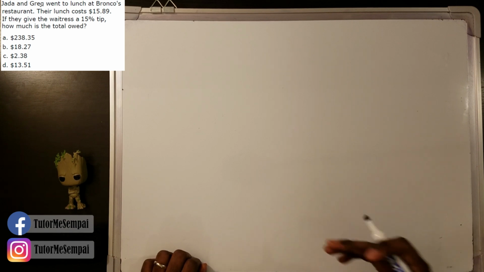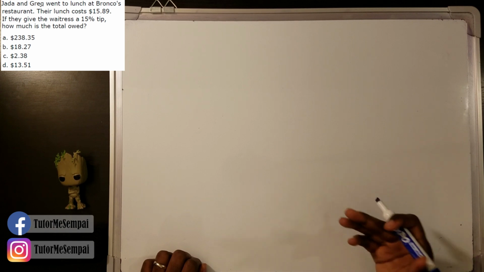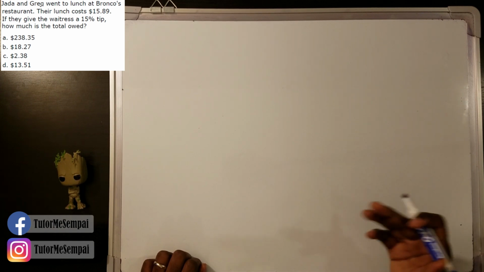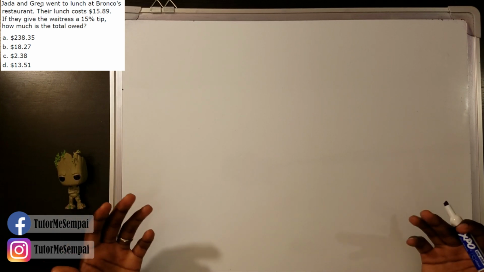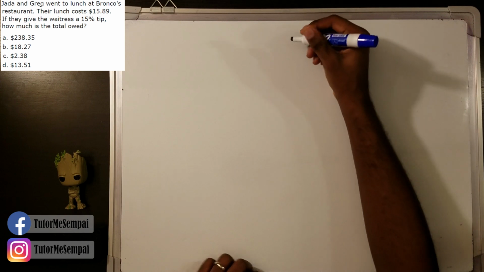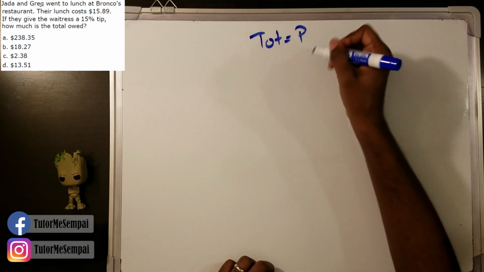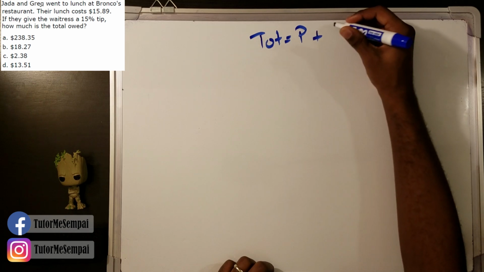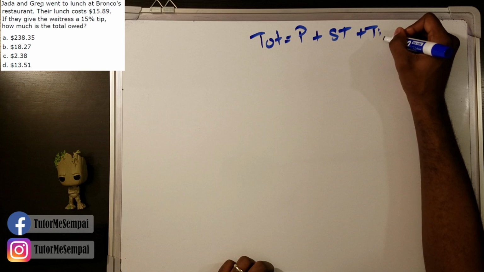Their lunch cost $15.89. If they give the waitress a 15% tip, how much is the total owed? So the first thing we want to do is figure out what they're giving us and write out the formula that we're going to be using. So our formula, remember, TOT equals P, the pre-tax value, plus ST, your sales tax, plus tips.